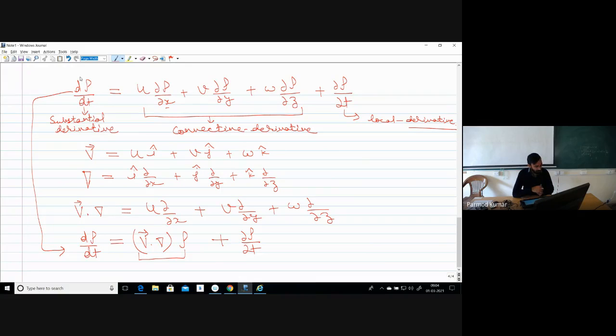Okay, so the way I have represented this equation for my density field, in the same way I can represent it for any other field, for example my temperature field, pressure field, etc.